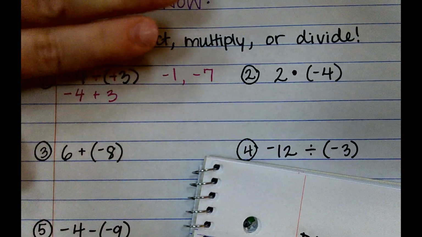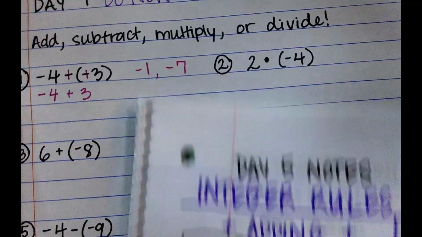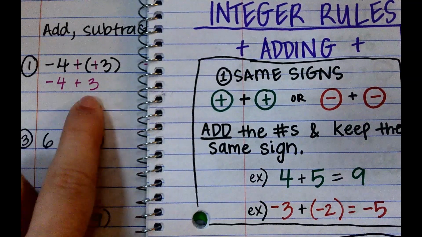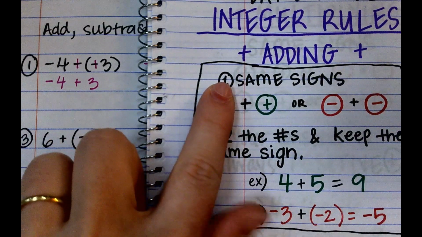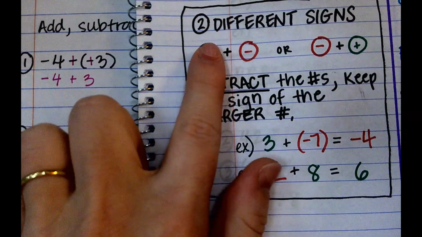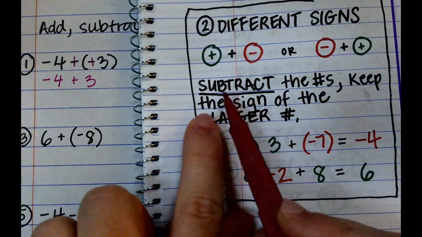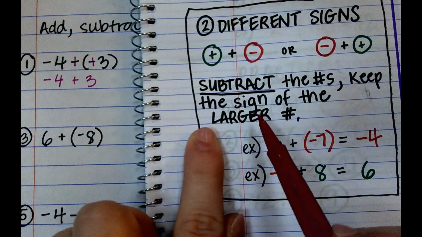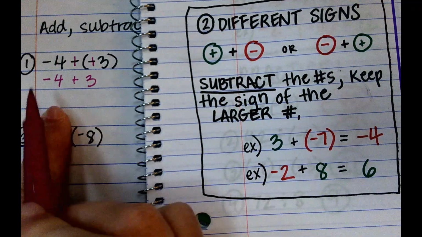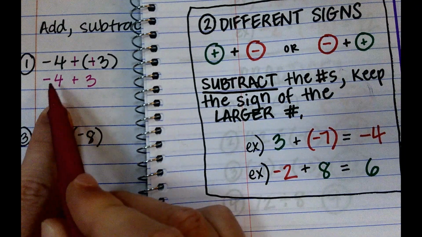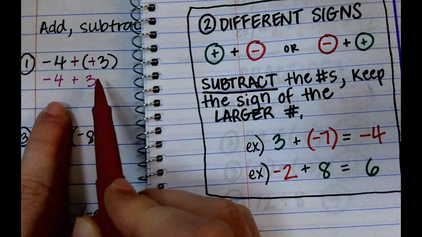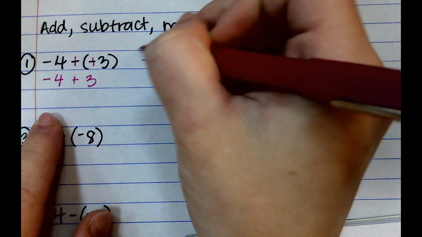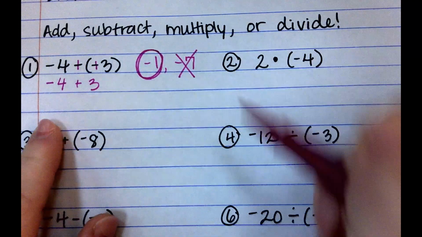But now we have a whole new problem where we're adding and we have a negative and a positive. So we don't have same signs anymore. We have different signs, which means we're going to subtract the numbers, but keep the sign of the larger number. So keep the negative because 4 is bigger. But now what's 4 minus 3? 1. So which answer is right? -1. Good. That's tricky.